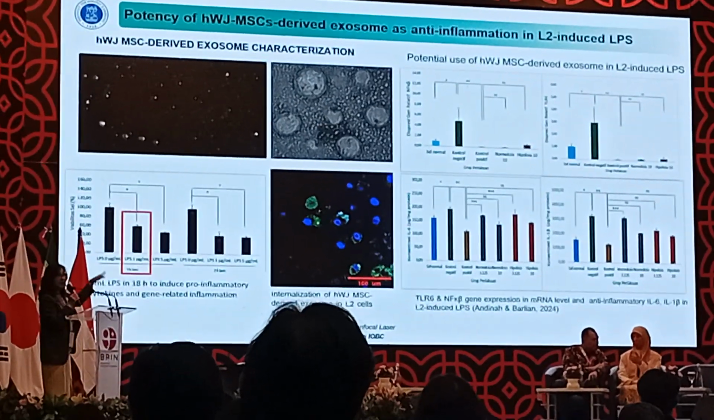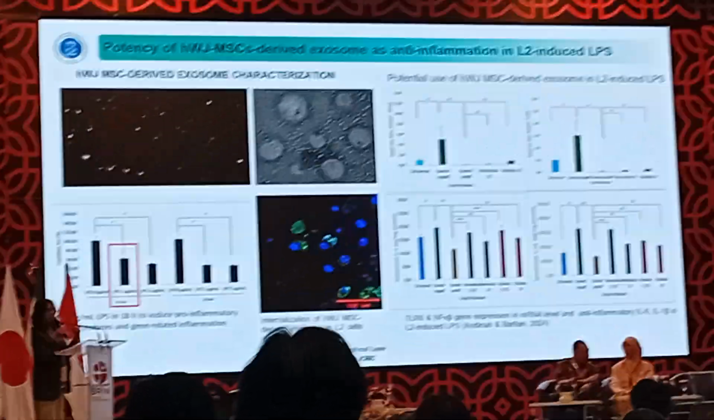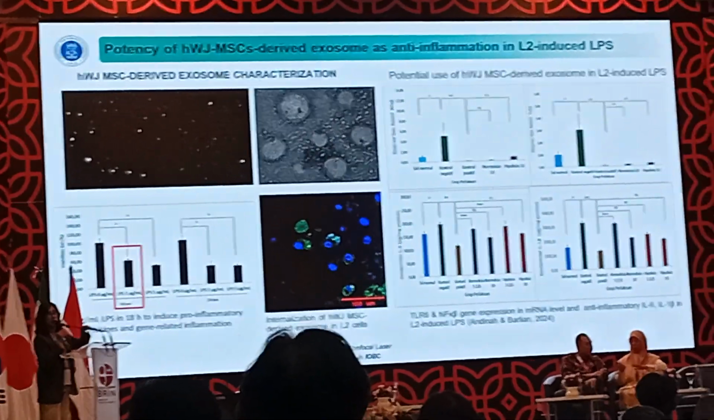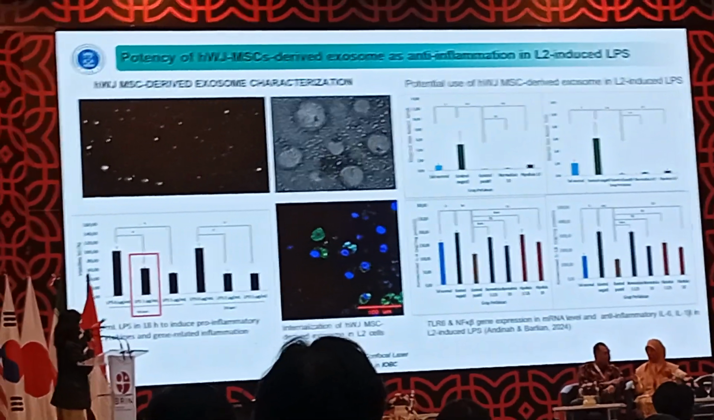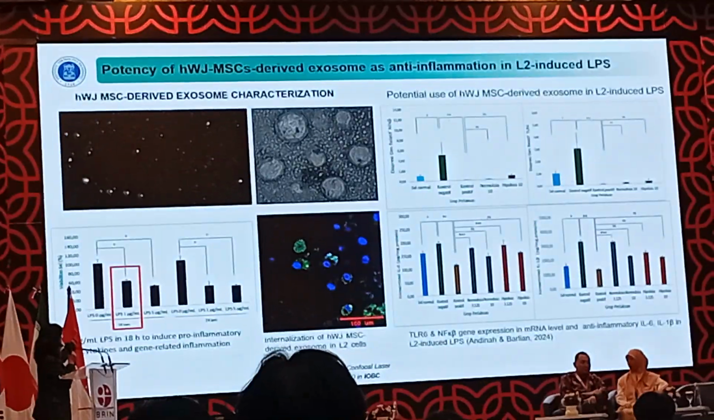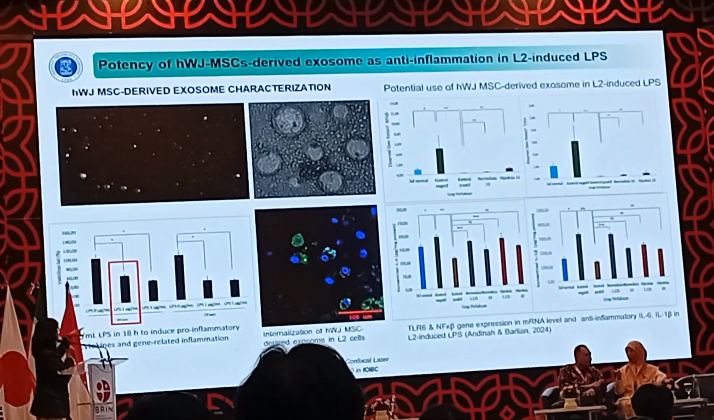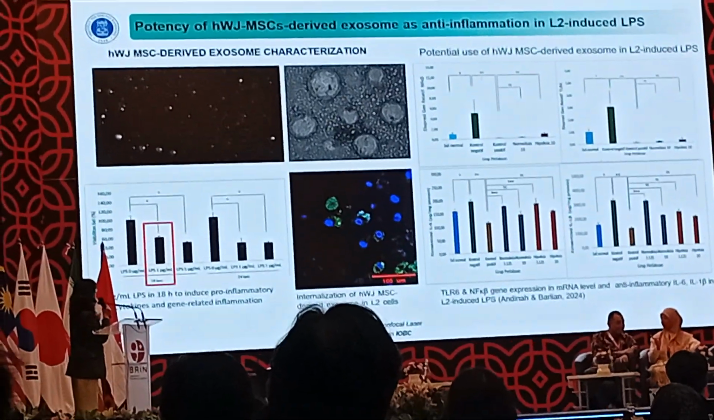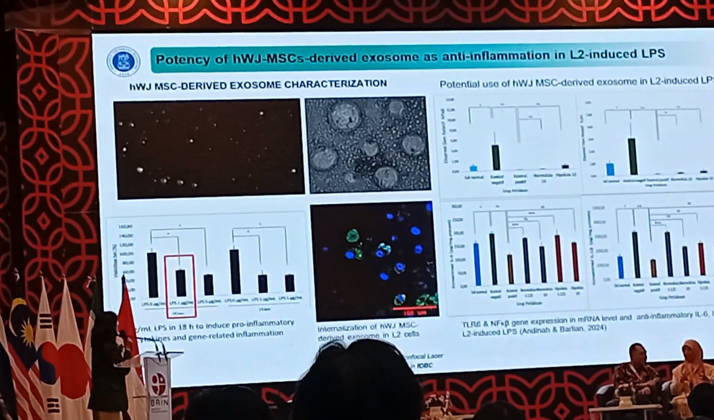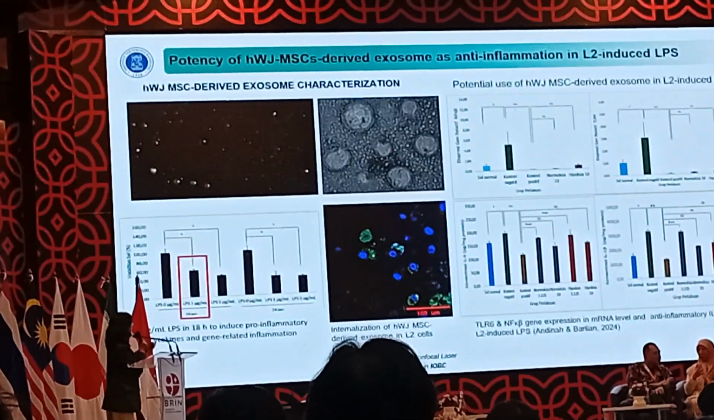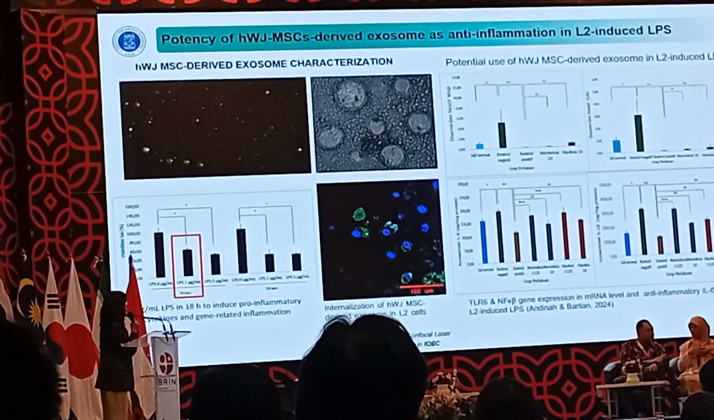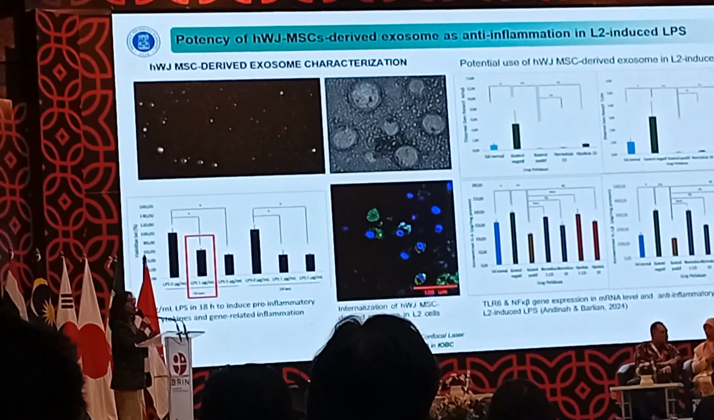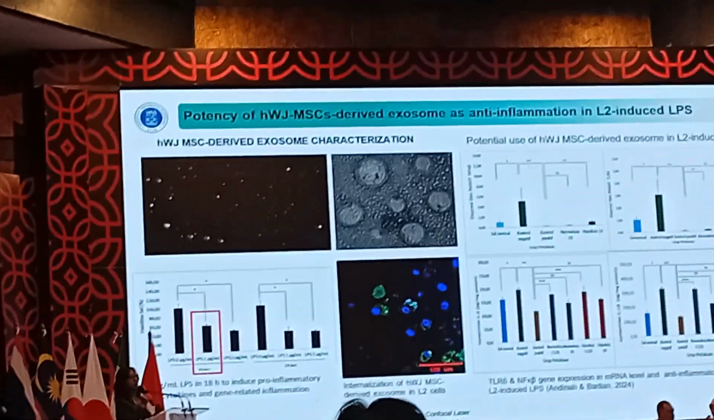The exosome labeled with PKH67, and we can see nicely under the confocal microscope that it can enter the cells. Outside the nucleus in blue color, we can see the exosome, it's already inside the lung cells here. And also we have other data, like at the level of mRNA and also the level of interleukin with the ELISA. So it looks like this exosome is quite promising as an anti-inflammatory agent.